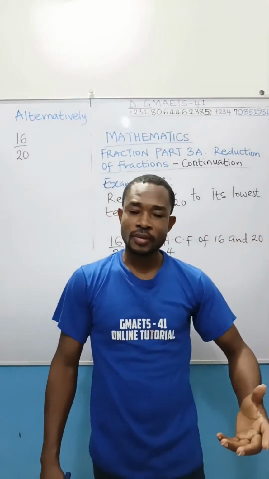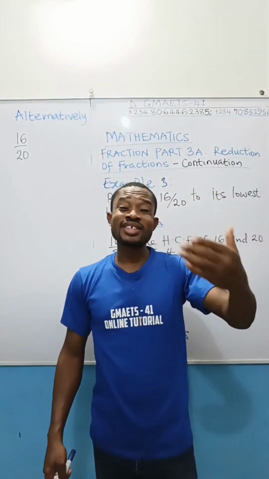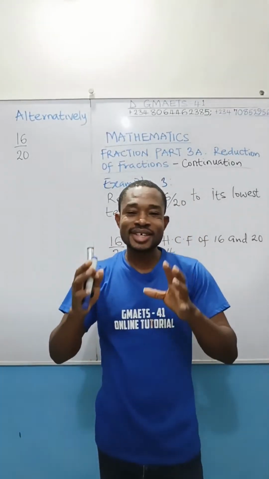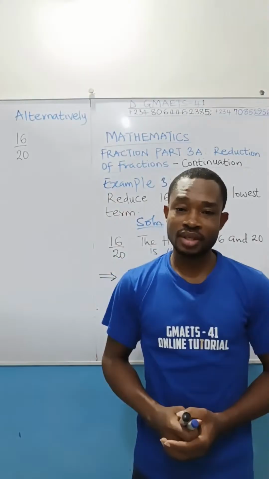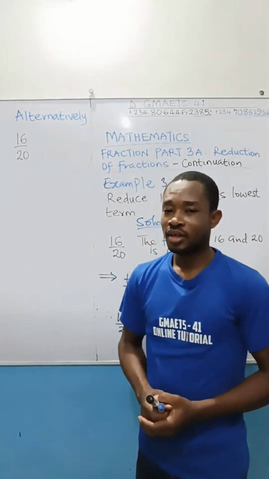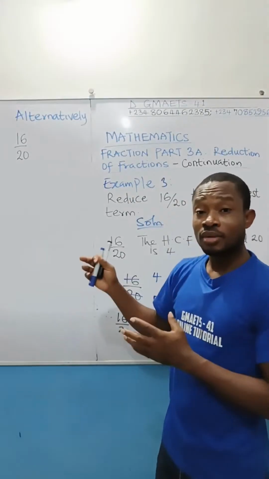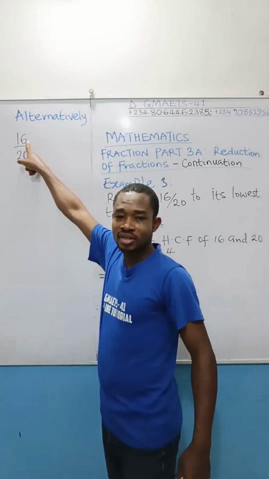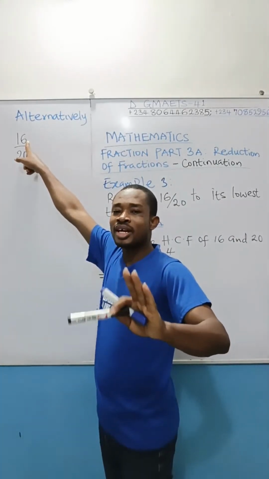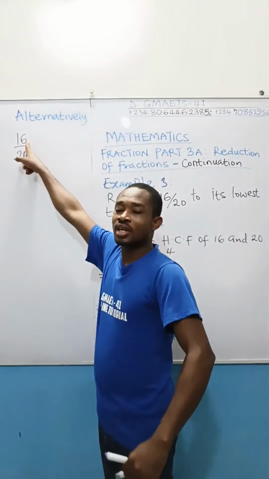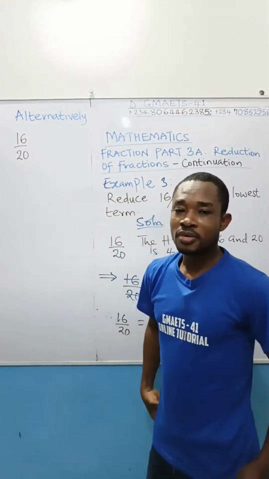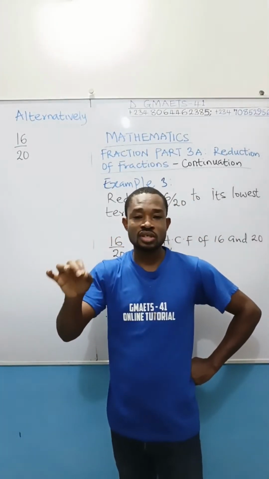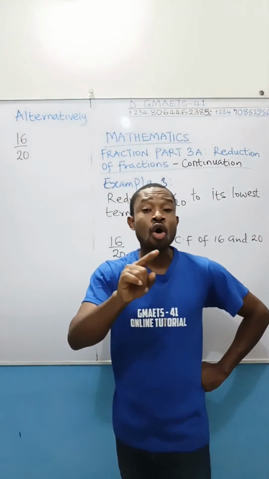Assuming I don't know, I can start thinking, okay, what is the smallest number that I can use to reduce 16 and 20? And this is where the excellent knowledge of rules of divisibility comes in. Now, this number ends with the digit 6. 6 is an even number. Any number that ends with an even digit can be divided by 2. That is the rule of divisibility by 2. 2 can divide any number whose last digit is an even number or 0.